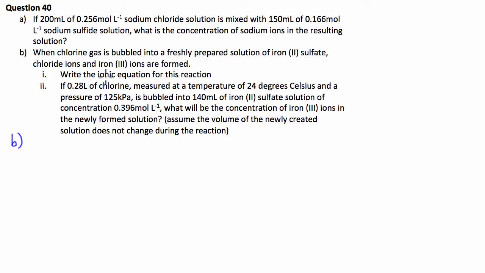So, when chlorine gas is bubbled into a freshly prepared solution of iron 2 sulfate, chloride ions and iron 3 ions are formed. Part 1. Write the ionic equation for this reaction.